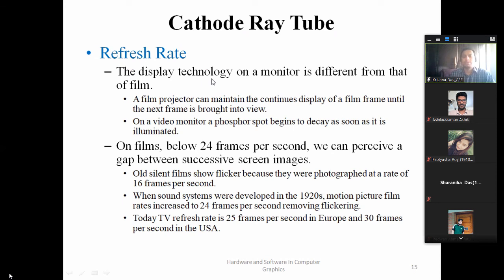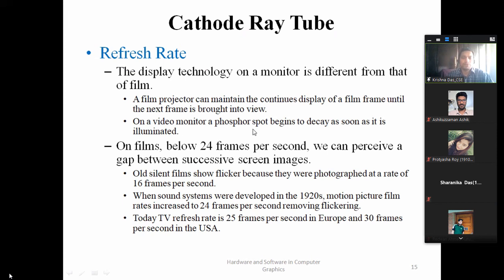We are talking about a computer device with a monitor display, but there are other displays as well. They have different refresh rates. The display technology on a monitor is different from that of a film. The film projector, as you know, throws the image on a surface and can maintain the continuous display of a film frame until the next frame is brought into view. So it can hold the display. It has a mechanism, so the next frame can come and then you can show it.